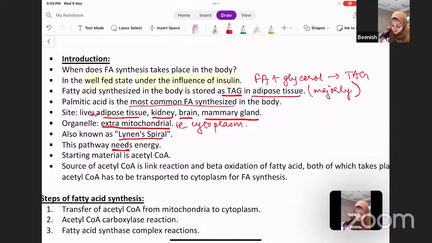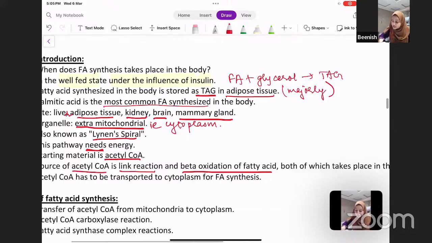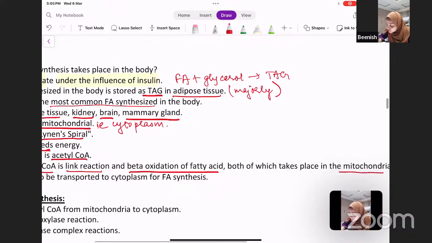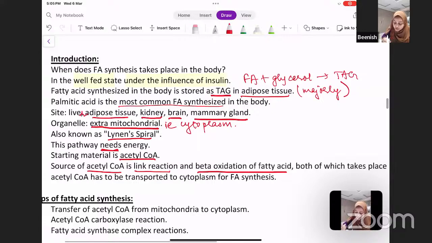The starting material is acetyl-CoA. Now, where is this acetyl-CoA coming from? The acetyl-CoA is coming from the link reaction and beta oxidation of fatty acids, both of which take place in the mitochondria, as we already know. So acetyl-CoA has to be transported to the cytoplasm for fatty acid synthesis. Now, the acetyl-CoA link reaction, you know what it is? Aerobic glycolysis.